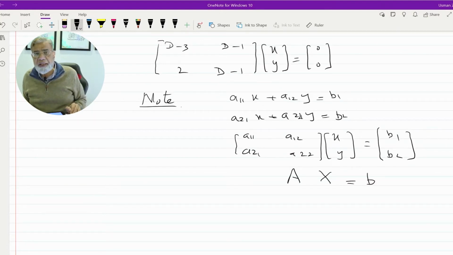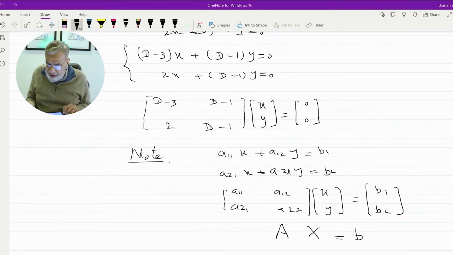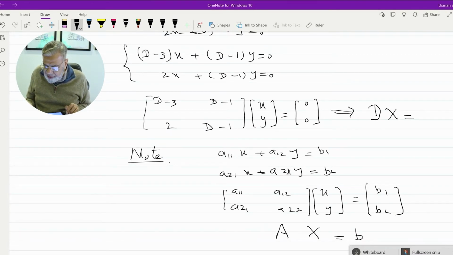If our right hand side b is equal to 0, we call this equation a homogeneous equation. If it is non-zero, it is a non-homogeneous equation. Similarly, we can write this one with the differential operator matrix D, times the unknowns x, equal to the zero matrix.